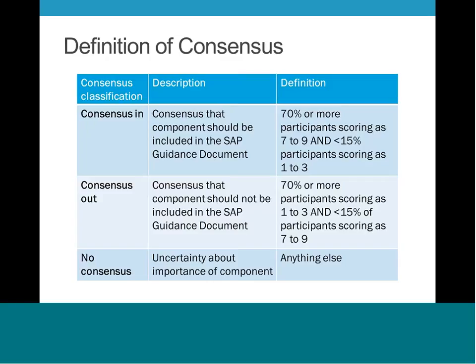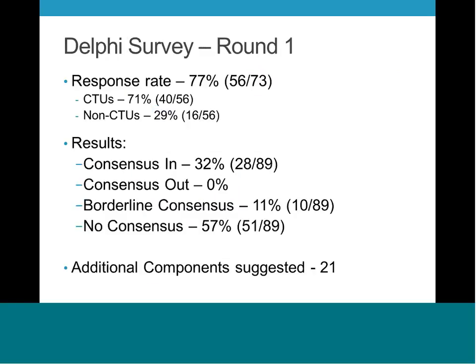For consensus out, the definition was opposite, so where 70% or more participants scoring as 1 to 3 and less than 15% participants scoring as 7 to 9. For no consensus, the definition was no overall majority in any direction. I will mention borderline consensus in and borderline consensus out in a short while. So the definitions for them was borderline consensus in being where 60 to 69% scored 7 to 9 and less than 15% scored as 1 to 3, and for borderline consensus out, the opposite.